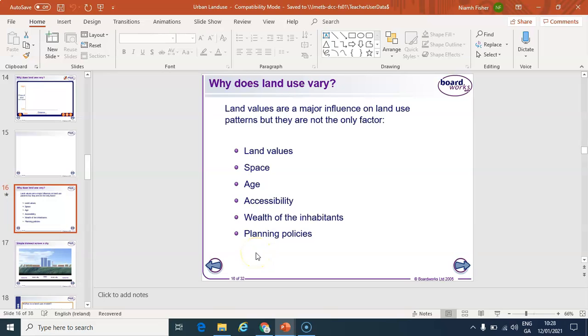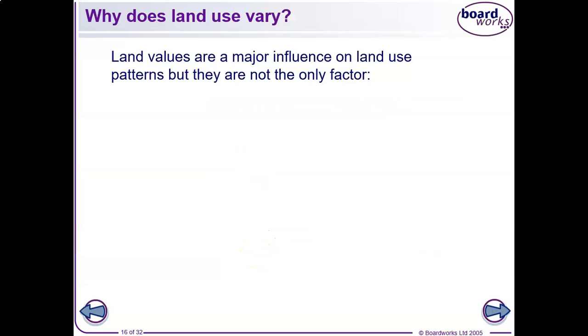Okay, so why does land use vary? Now, this is quite important and you could easily write an essay on this, but I'm only going to give you these few points. So I really will need you to look into that chapter that I gave you. Okay, so land values have a major influence on land use patterns. There's a kind of snobbery sometimes attached to land values. The more expensive something is, the more people want to be there.